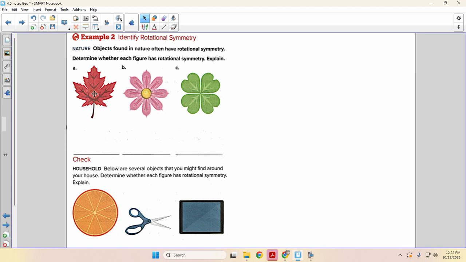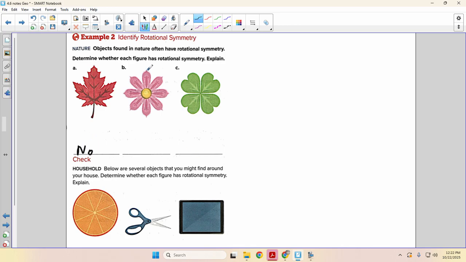If I had my center right here and I rotated the leaf, you can see the little pieces of this leaf are different from here to here, so it doesn't really rotate onto itself. So it has no rotation symmetry, so it gets to be no.